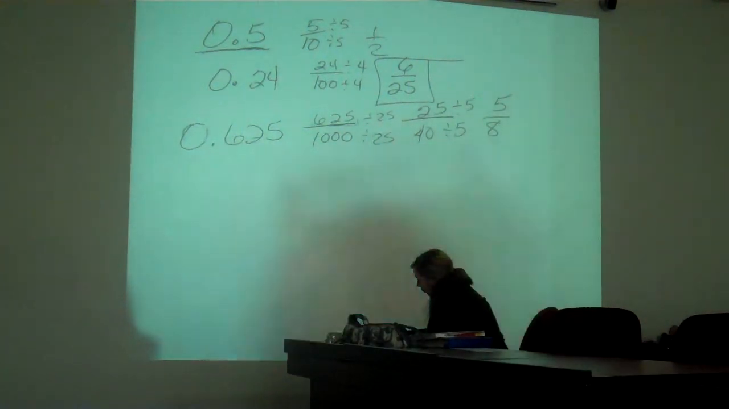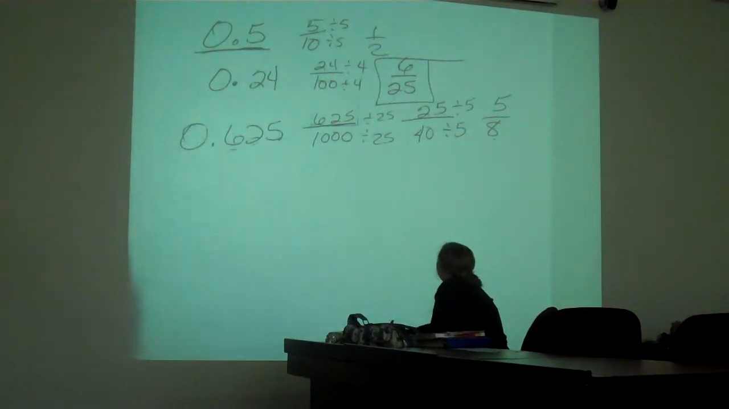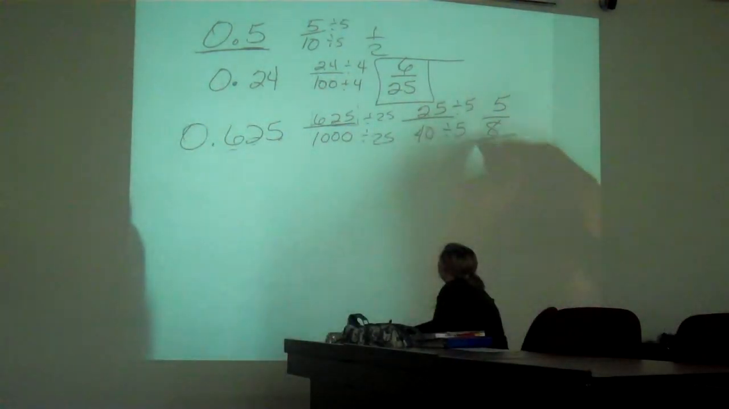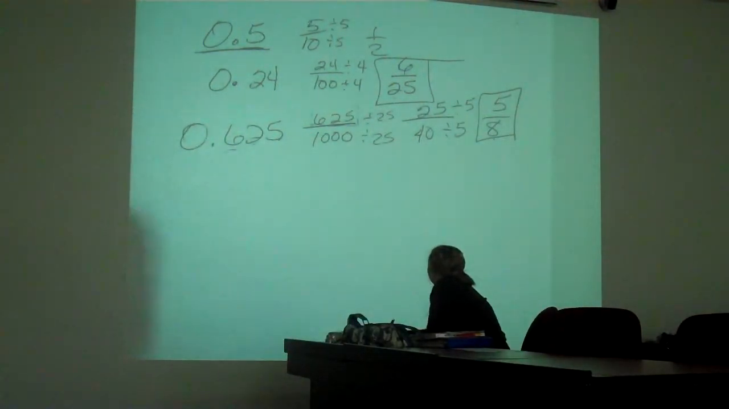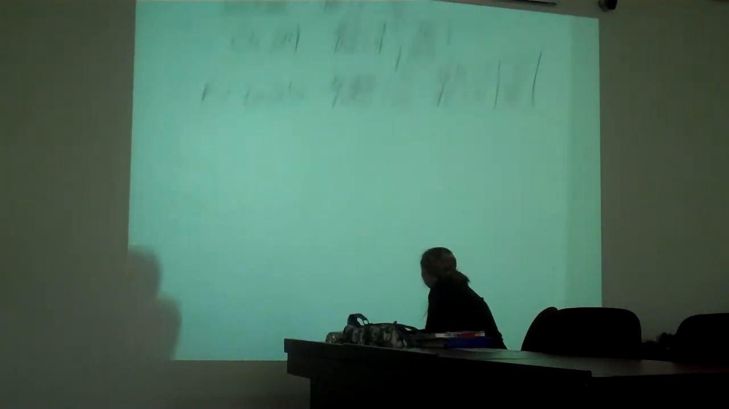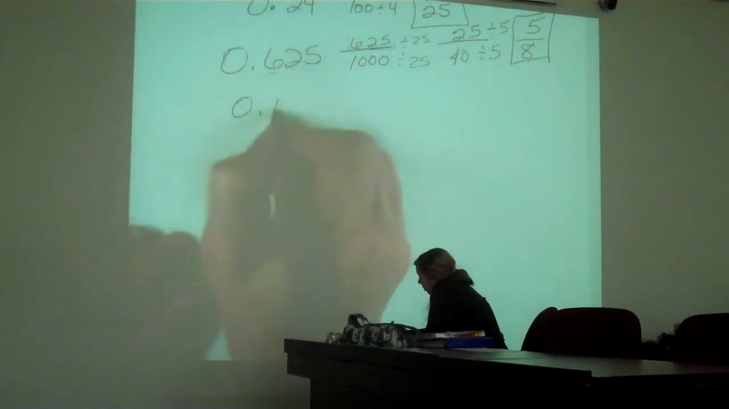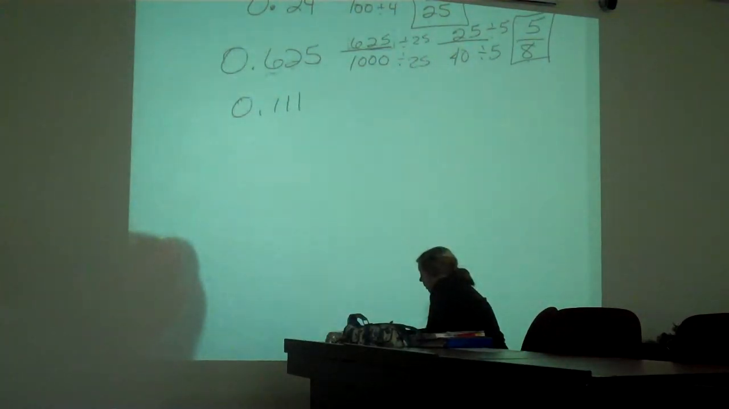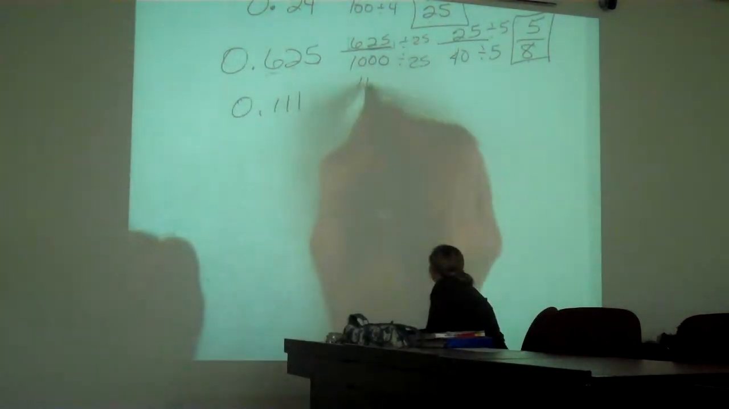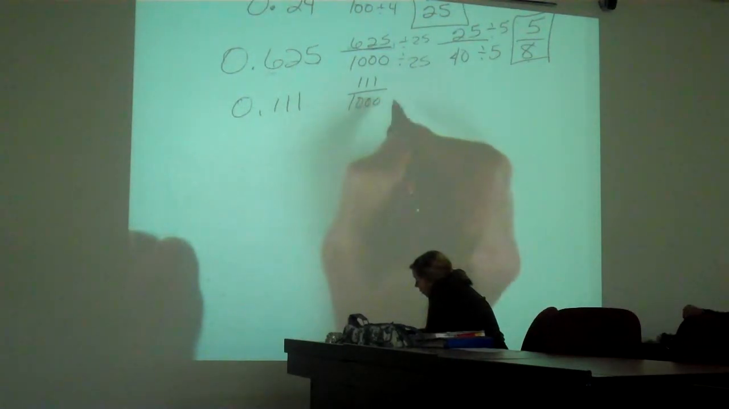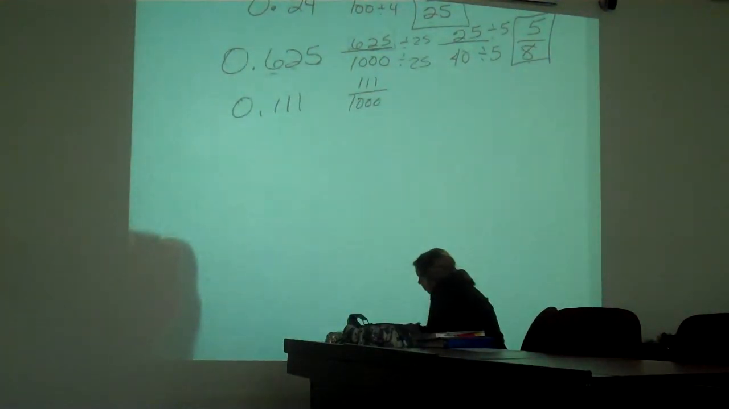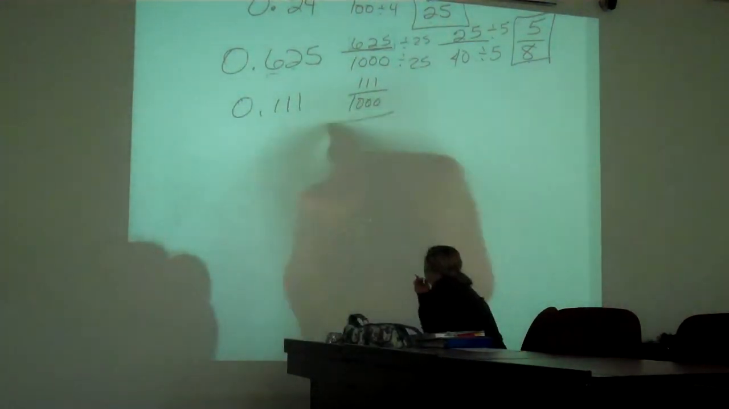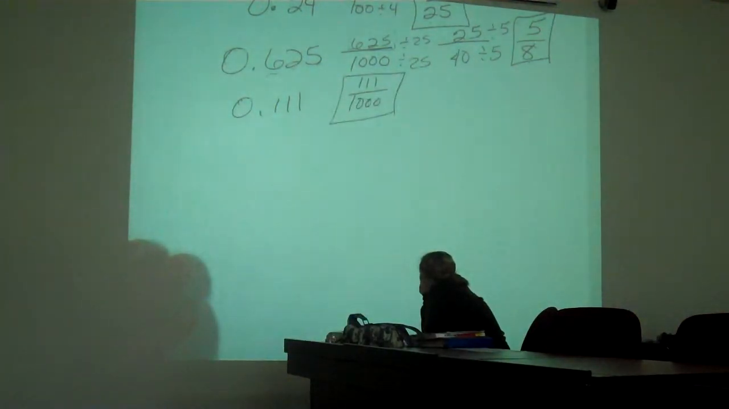Remember I told you the eighths always have 3 numbers? That one's got 3 numbers. Okay? How about 111 over 1,000. Can that be reduced? No. I don't think so. That was prime. That's it.